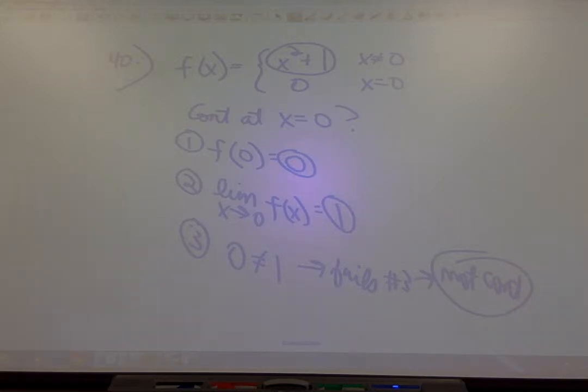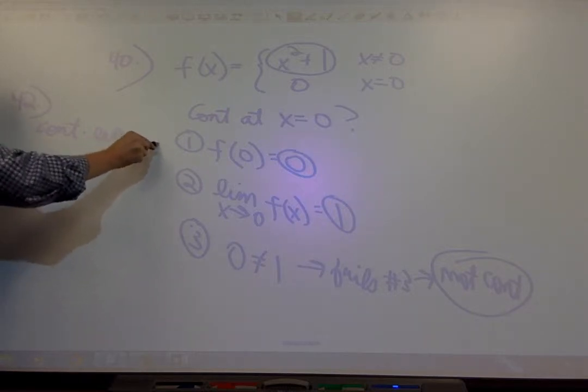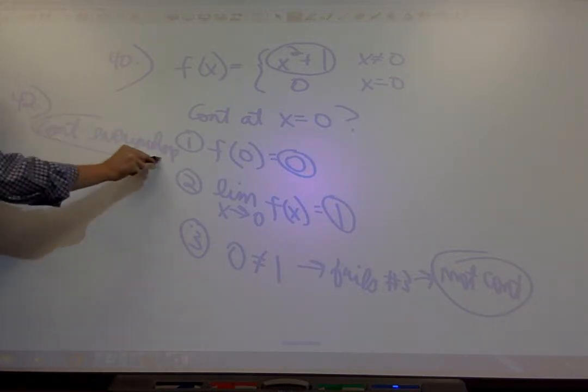What would you say about 42? Do you think there's any problems there, or does that look continuous everywhere? Do you see any gaps in that graph? Any breaks? I don't see any. So what do you answer for 42? Continuous everywhere. That's the way we would say it. Continuous everywhere.